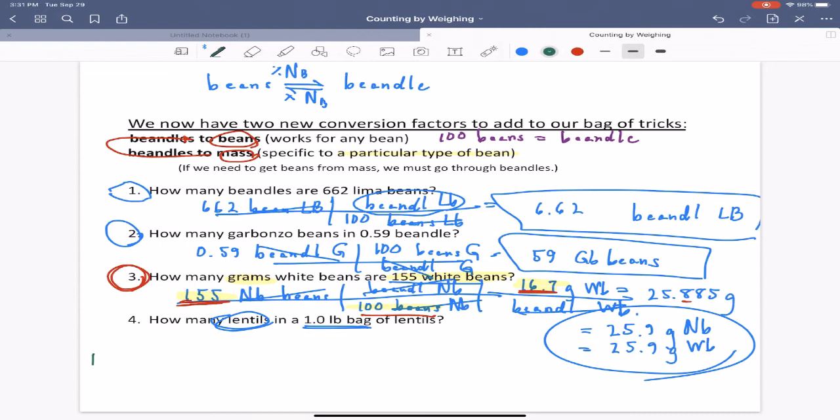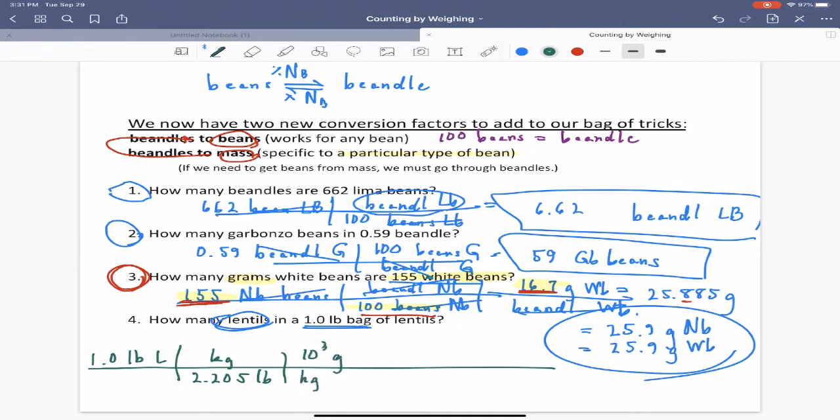So I'm going to start with 1 pound of a particular kind of thing. I know that there's 2.205 pounds in a kilogram, and a kilogram means 1,000 grams. And now I'm going to use the value that was given on the table for lentils. It would have been, if I had had lentils, 10.2 grams of lentil beans, because they're small, in a beandle.